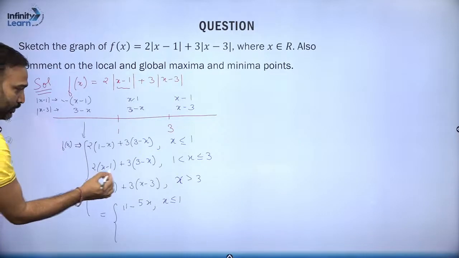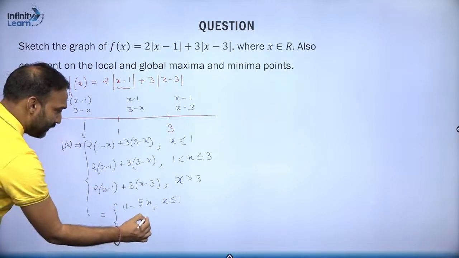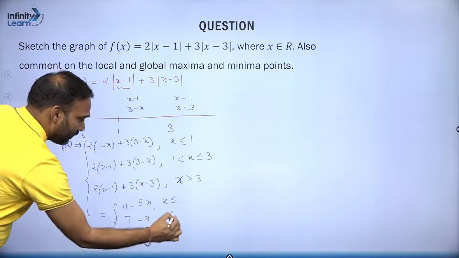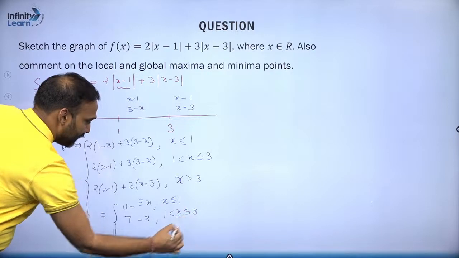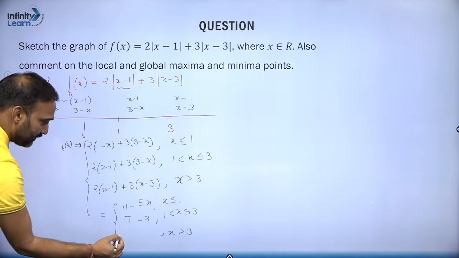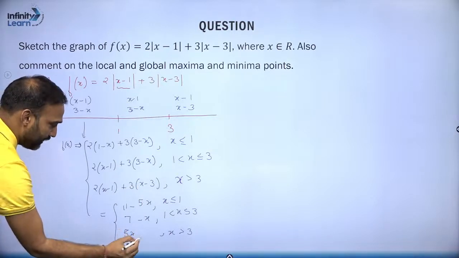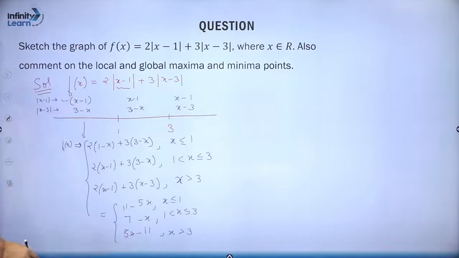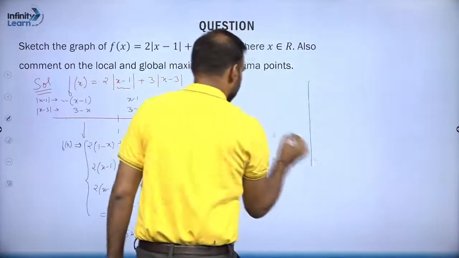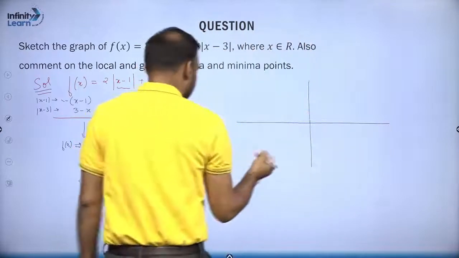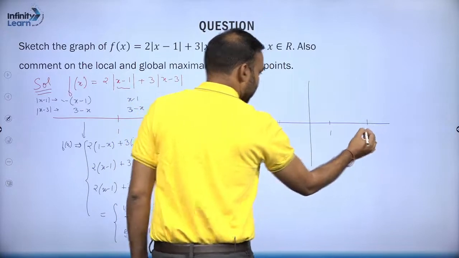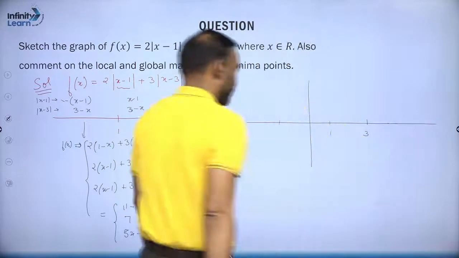Now this is 2x minus 3x, so that will be equal to minus x. 9 minus 2, that is 7. This is for 1 to 3. And for x larger than 3, let us simplify this: 2x plus 3x, that is 5x, minus 2 minus 9, minus 11. So now this is your f(x). Let us draw the graph of this f(x). What are the points? 1 and 3.